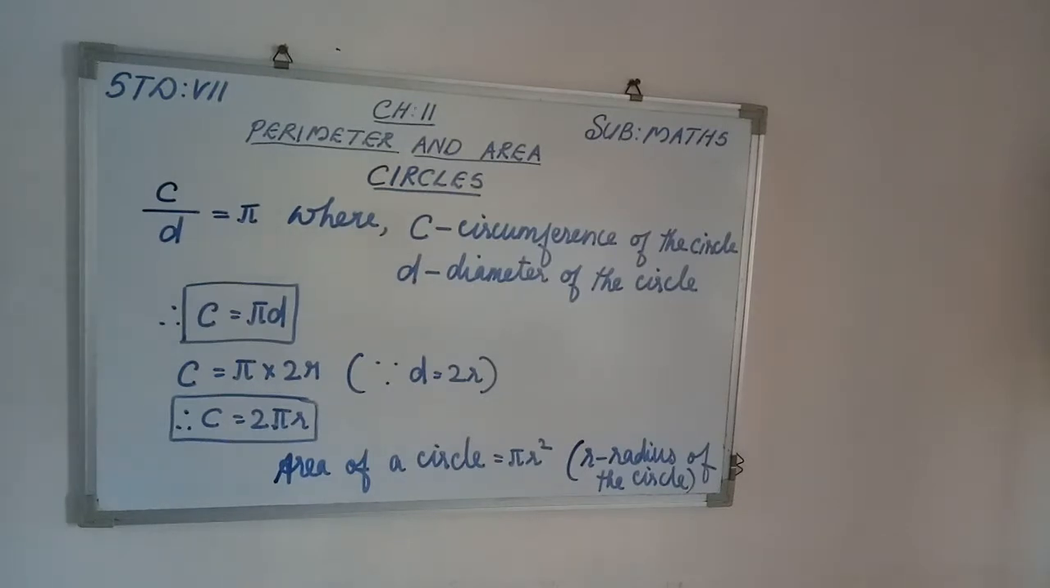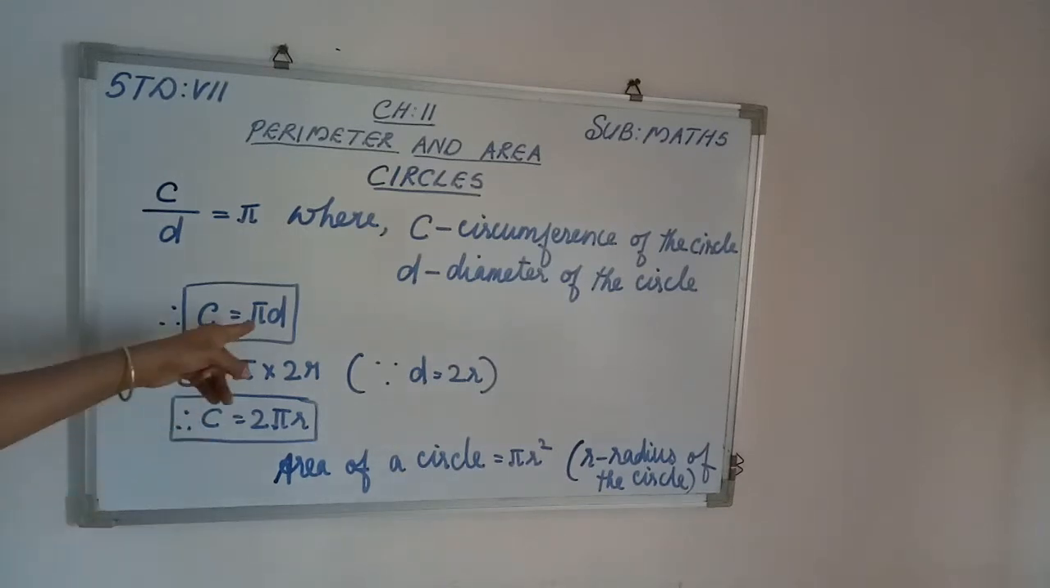We have seen that the ratio of the circumference of a circle to its diameter is a constant, denoted by the letter pi, where C is the circumference and D is the diameter. C upon D is equal to pi. When you cross multiply, we get C is equal to pi multiplied by D. That is, the circumference of a circle can be calculated by multiplying pi with the diameter of the circle.